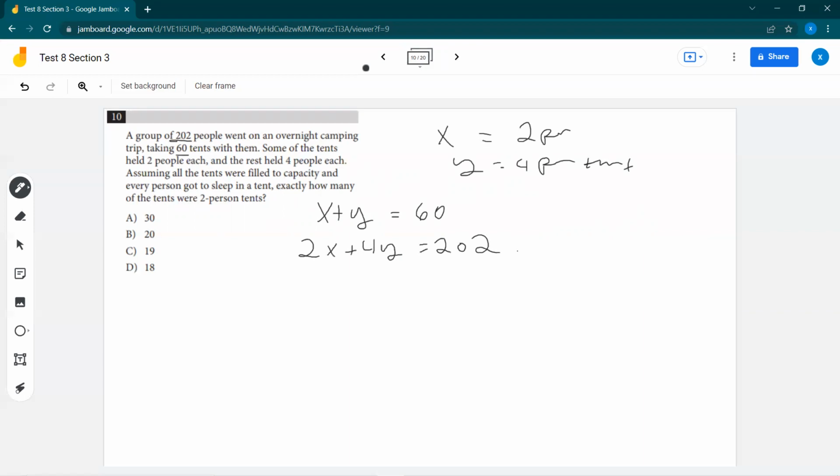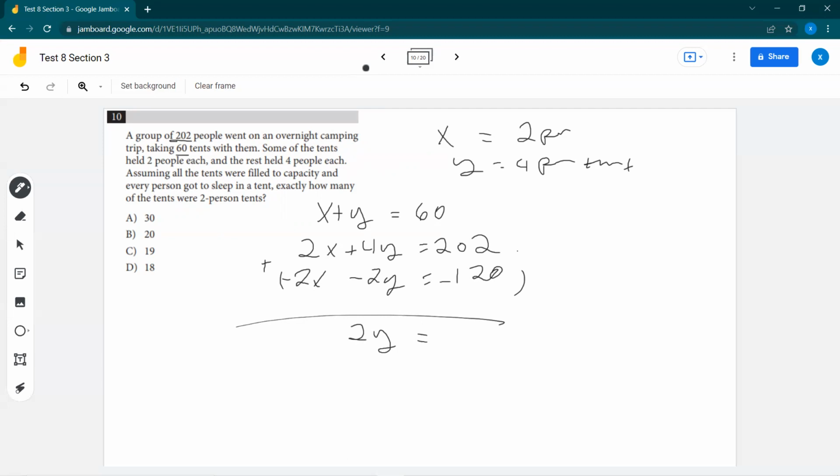So we can do elimination. So we can do minus 2x minus 2y equals negative 120. Right, so those 2 x's will cancel. So we're going to add these together, right? Minus 2x minus 2y equals negative 120. So we'll get 2y equals 202 minus 120.